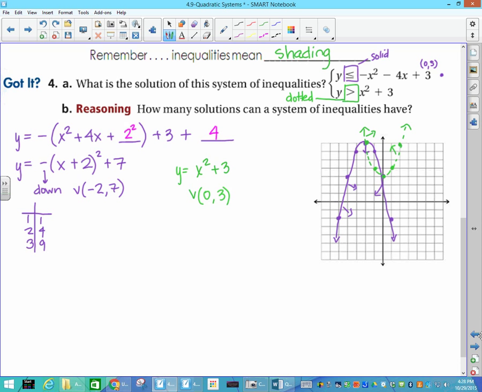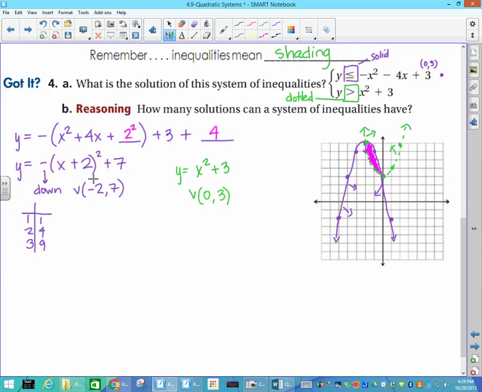So my points of intersection, I hope you can see, are those that are above this parabola, the green one, but below the purple one. So it's this piece right there. So that is the solution. I'm looking for that shaded region. Okay? Now, there's one other thing that I want to tell you.